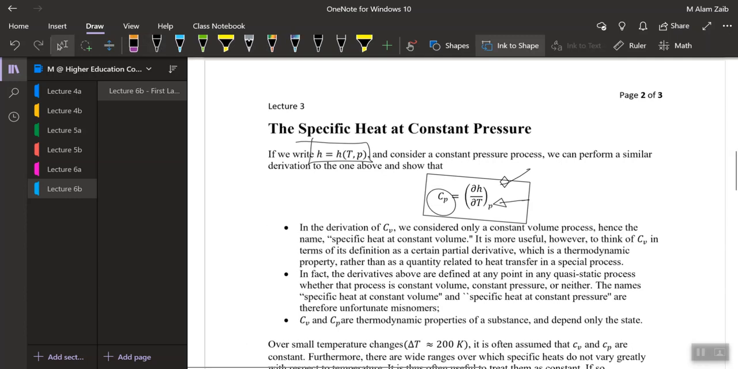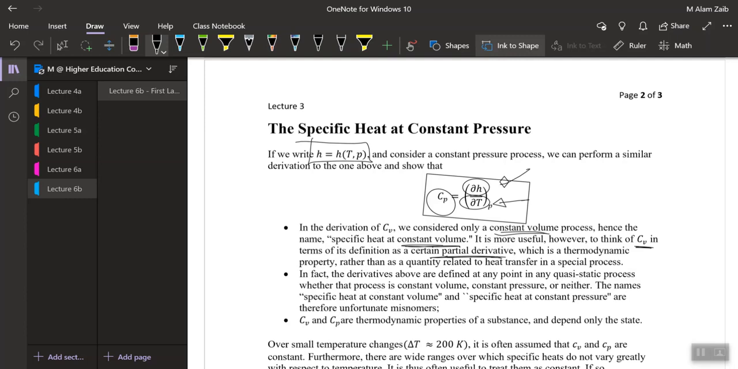So in derivation of the Cv, we considered only a constant volume process. So hence specific heat at a constant volume. It is more useful, however, to think of Cv in terms of the definition as a partial derivative, which means a derivative of a state function with respect to another state function. And similarly with the Cp as well, we did derive one state function with respect to another state function.